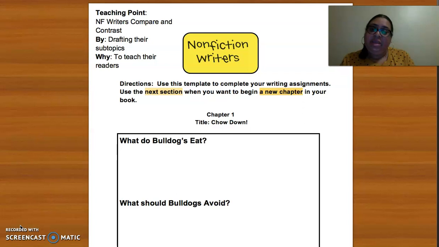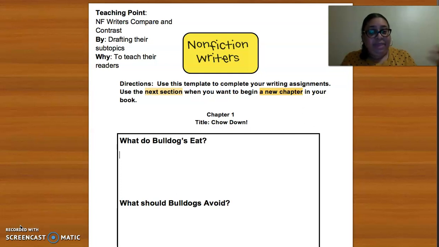Yesterday we were talking about how nonfiction writers can actually teach more by comparing and contrasting information in their chapters. Today we're going to keep that same idea about comparing and contrasting, but we're also going to do something that we worked on last week. Remember that time when we were working on thinking of the big topic and all the little subtopics inside of it? Well, we're definitely going to be doing that same work today.